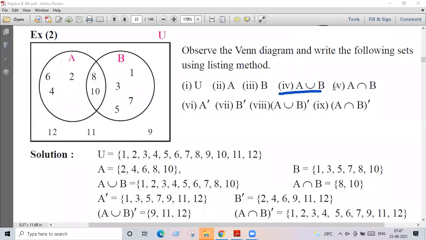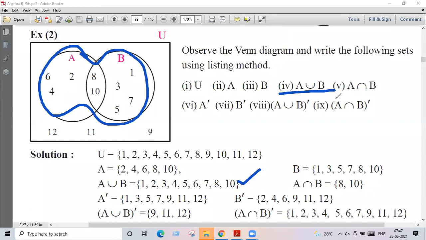Then they have asked you A union B. A union B मतलब A और B दोघांमधले घटक घ्यायचे. जो डबल है वो नहीं लेना है, मतलब सिंगल एक टाइम ही लेना है आपको. ये बघायचे. A union B सगळे घ्यायचे तुम्हाला. इथे घेतलं बघा आपण. 1, 2, 3, 4, 5, 6, 7, 8 and 10.